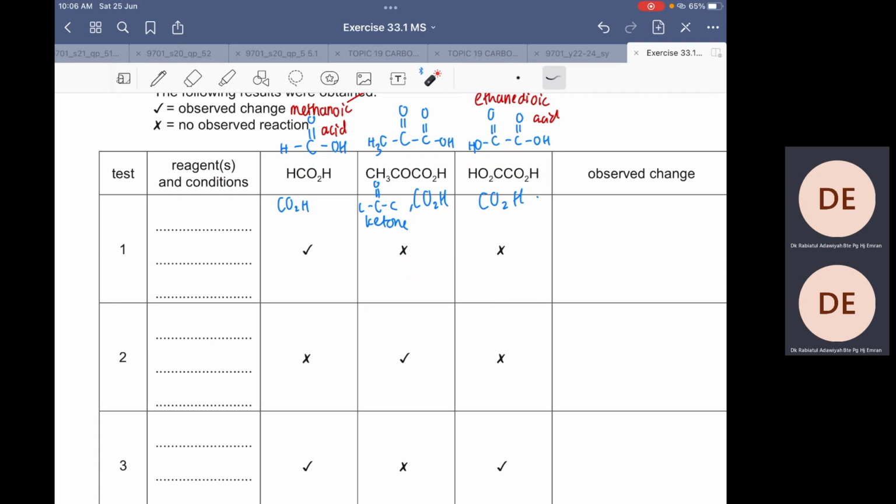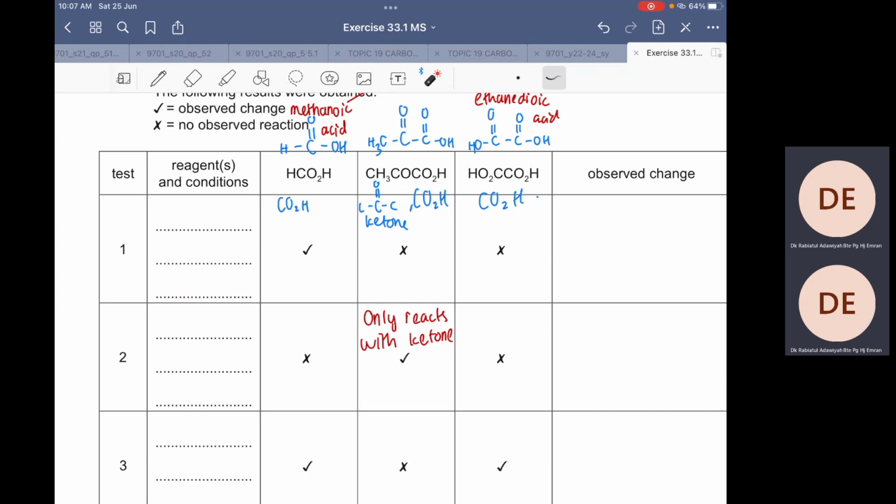Okay, so in part 2, you can see that the middle acid gives a positive reaction. That means it reacts with that reagent, but it doesn't react with the other two. Looking at the functional groups, what does the middle acid have that the other two don't? Ketone. So that means this reagent will only react with ketone. You may ask, how do I know that? Because if it reacts with carboxylic acid, then all 3 will have a positive result. All 3 will be ticked. Does anyone remember a test for ketone, or a reagent that will only react with ketone?